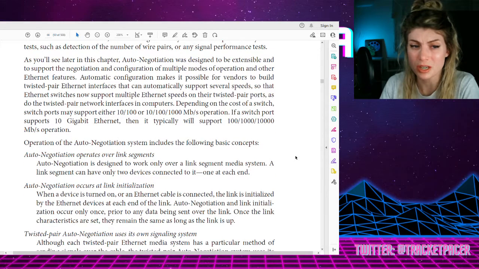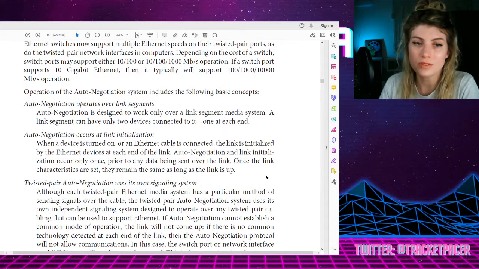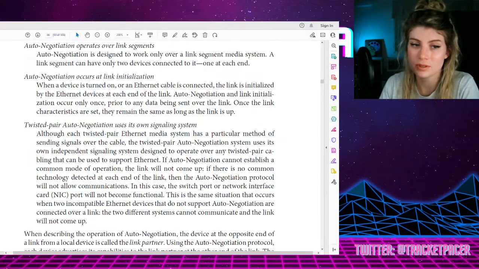Depending on the cost of a switch, switch ports may support either 10 100 or 10,000 megabit per second operation. If a switch port supports 10 gig Ethernet, then it typically will support 100, 1,000, 10,000 megabit per second operation. Operation of the auto negotiation system includes the following basic concepts.